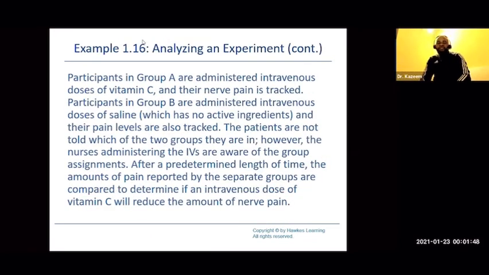Now, participants in group A, okay, you have two groups, are administered an intravenous dose of vitamin C. It means participants in group A, you give them vitamin C, okay? But the participants in group B, you do not give them vitamin C, you give them a placebo. It means you give them nothing. It means you are comparing the effect of vitamin C with nothing.